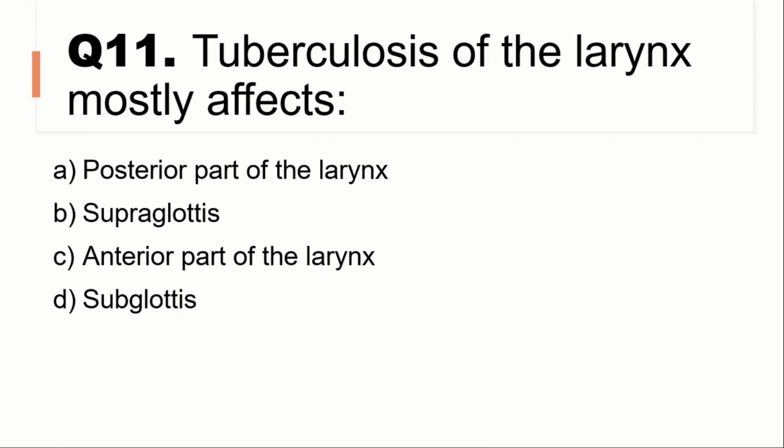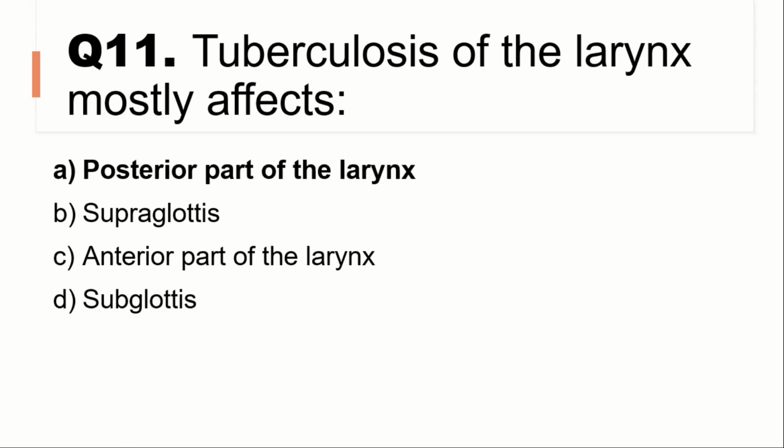Next question. Question number 11. Tuberculosis of larynx most commonly affects: Option A, posterior part of the larynx. Option B, supraglottis. Option C, anterior part of larynx. And option D is subglottis. So the correct answer here is option A.